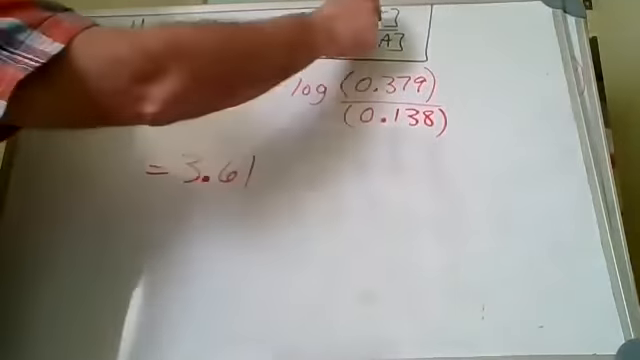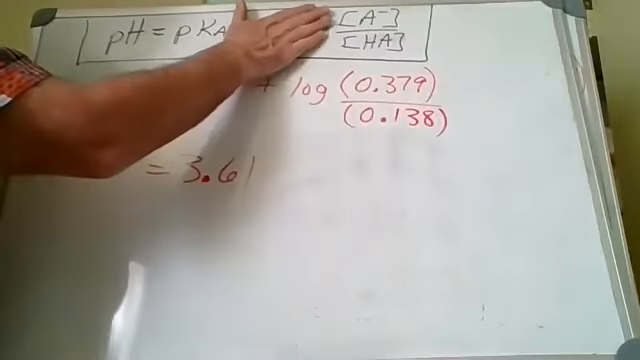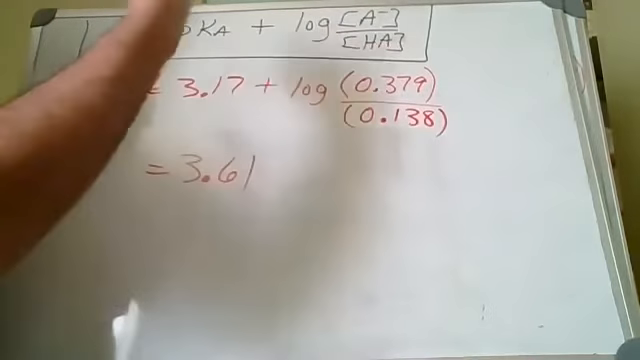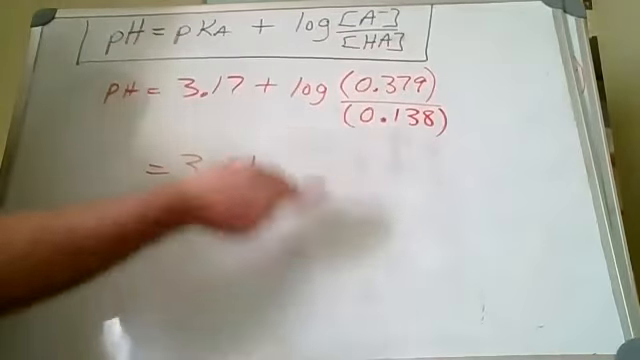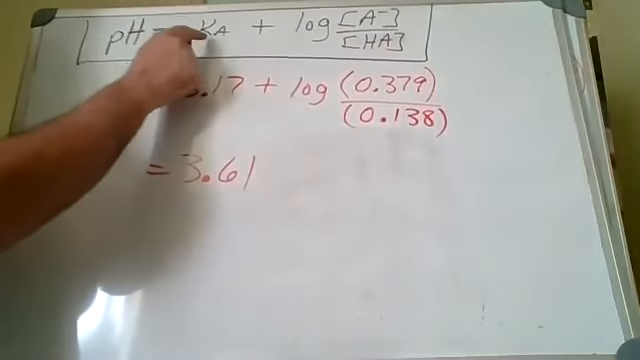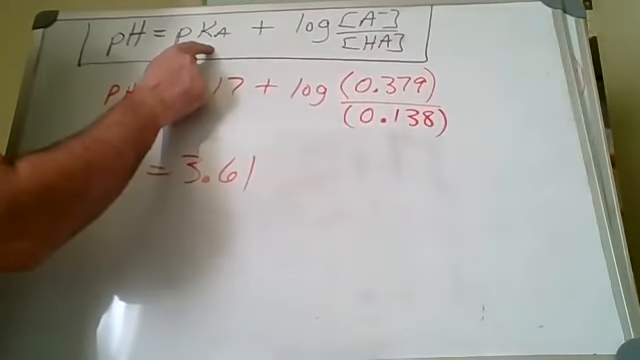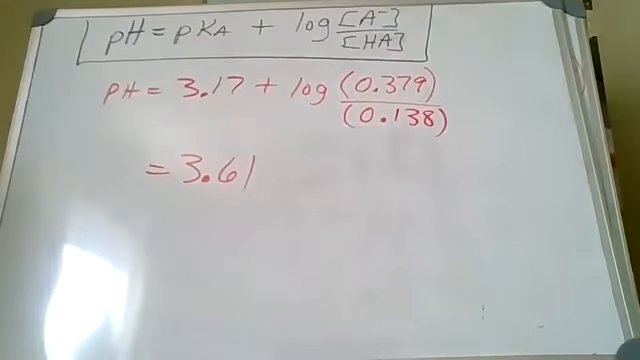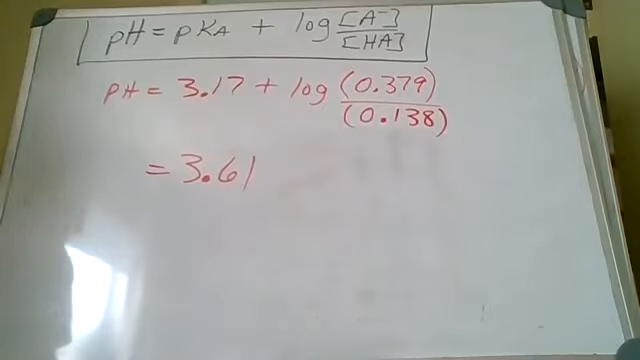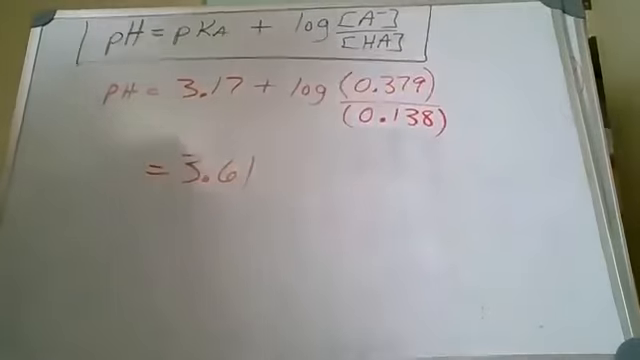Because then this is 1, right? The log of 1 is 0. In that case, the pH is equal to the pKa of the weak acid. All right, this is very important, so I'm going to say it at least one more time. All right, here, let me get a pointer.